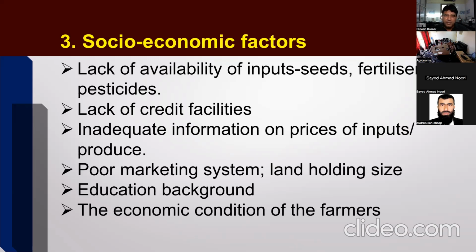Lack of credit facilities. Sometimes farmers may be in need of money. So do we have banks or any society that can give them credit card or so on? Here in India, we lack it. Inadequate information on prices of inputs and produce. Farmers do not get a day-to-day price list of different inputs or output. Poor marketing system, educational background, economic condition of the farmer. So a number of socio-economic factors may affect the growth of the crops.